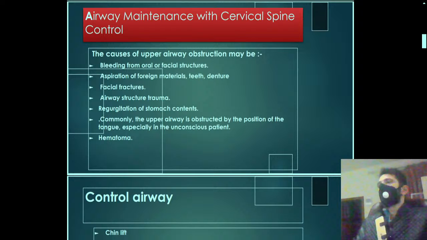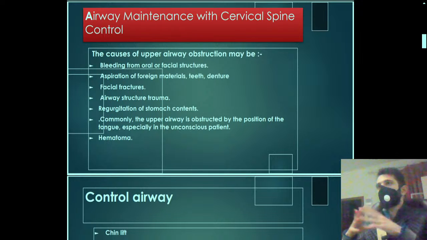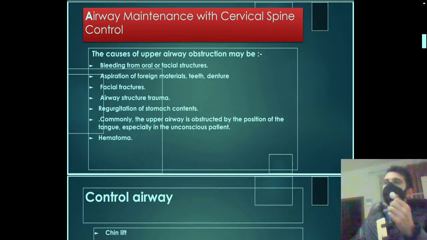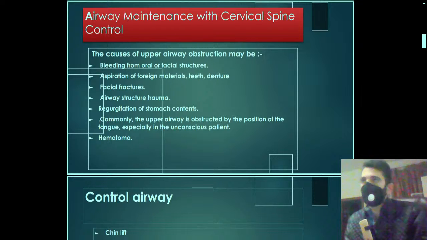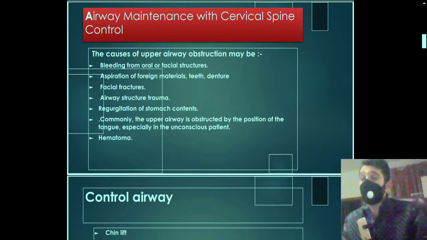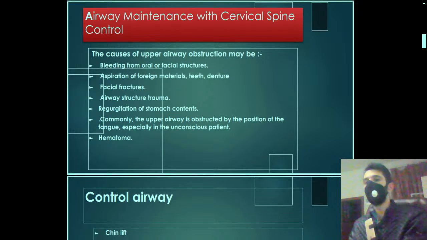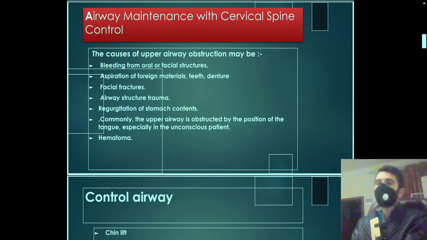The causes of upper airway obstruction may be bleeding from oral or facial structures, aspiration of foreign materials, teeth, dentures, etc. Facial fractures are another airway obstruction that could happen to the patient, as well as airway structure trauma and regurgitation of stomach contents. Some people will regurgitate food or acid reflux.